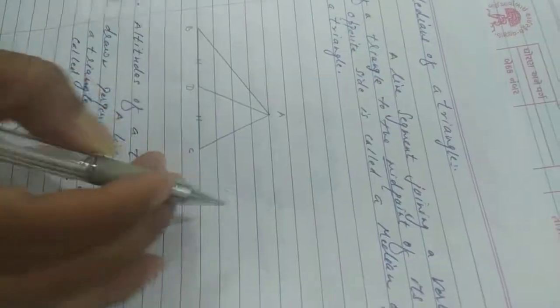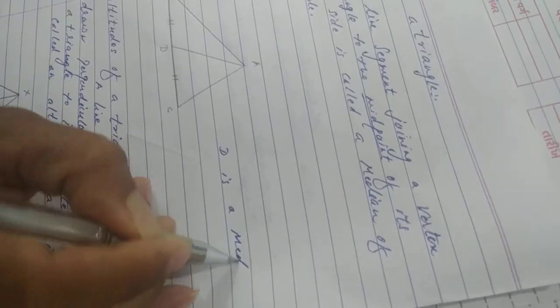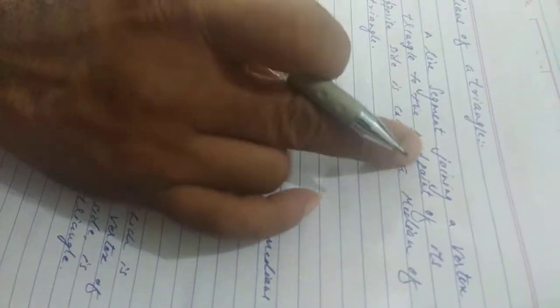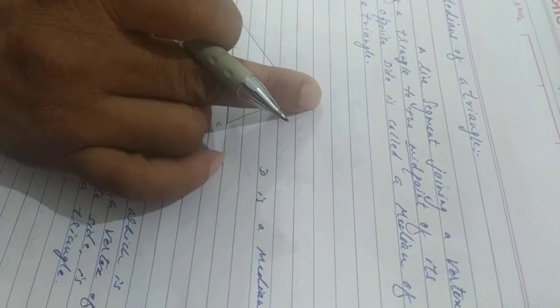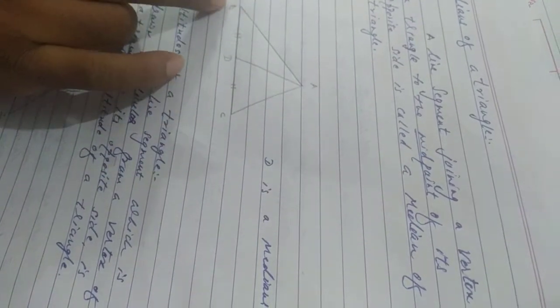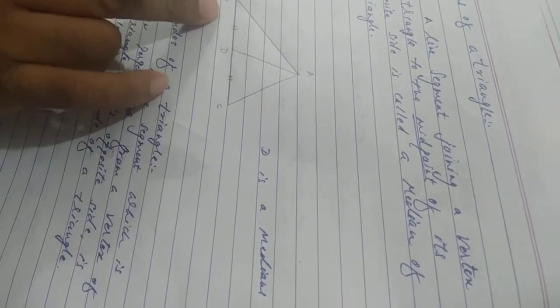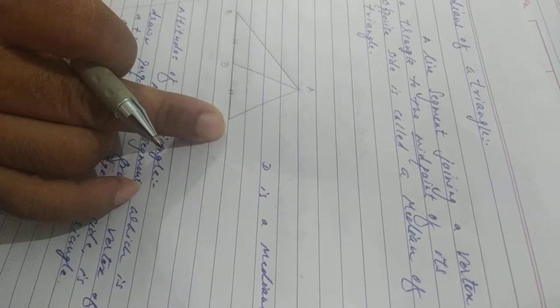So in it, AD is a median. Now all of you understood what we mean by median? A line segment joining a vertex of a triangle to the midpoint of its opposite side. Which is the opposite side of angle A? The side BC, right? AB and AC are the other sides. So the opposite side is BC, right?